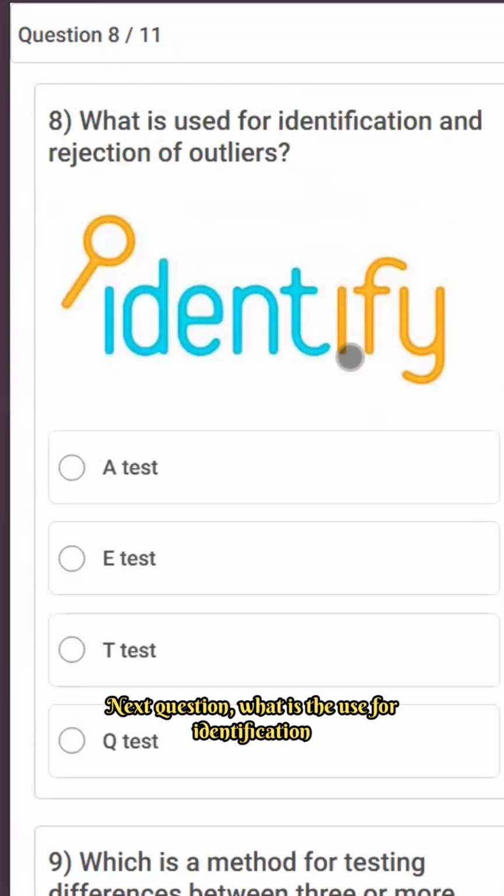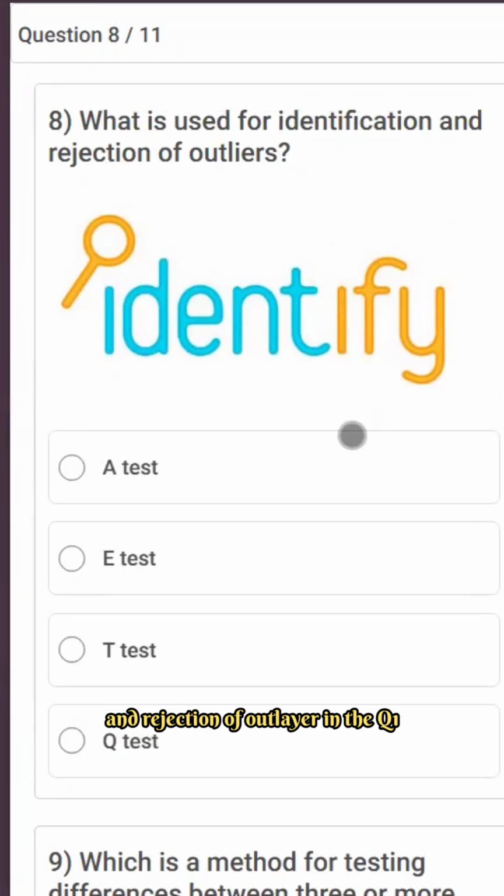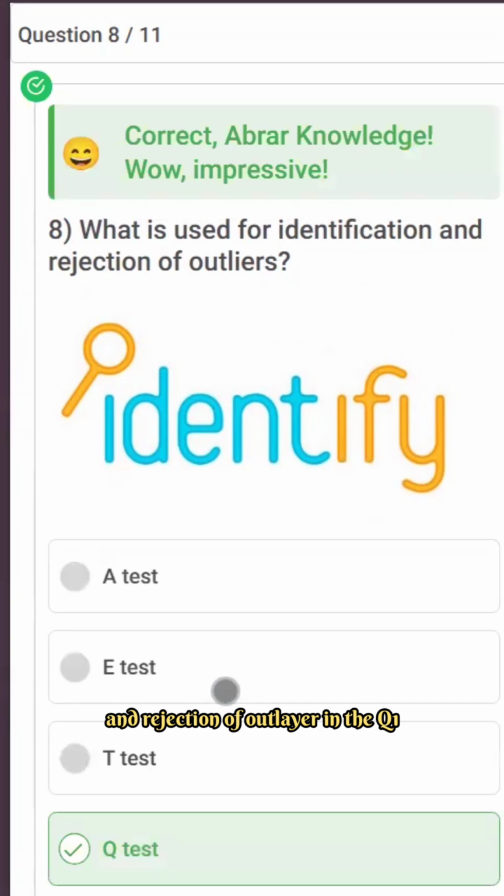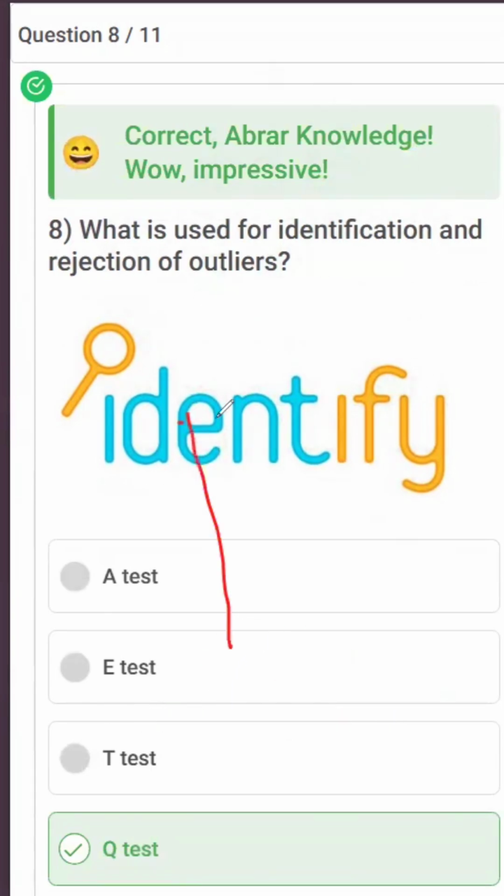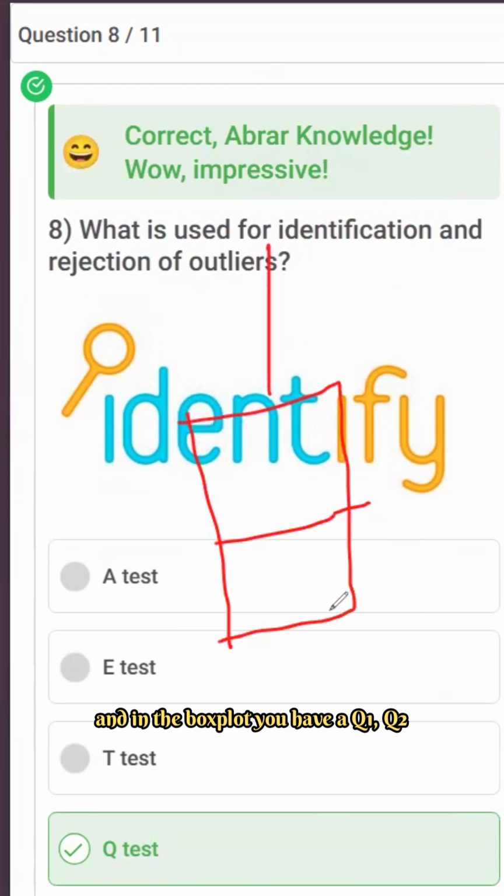Next question: what is used for identification and rejection of outliers? Quartile Q1, right? A box plot is one good one. In a box plot you have Q1, Q2, and let's say here it shows an asterisk, that means it's an outlier, or it could be upside down.